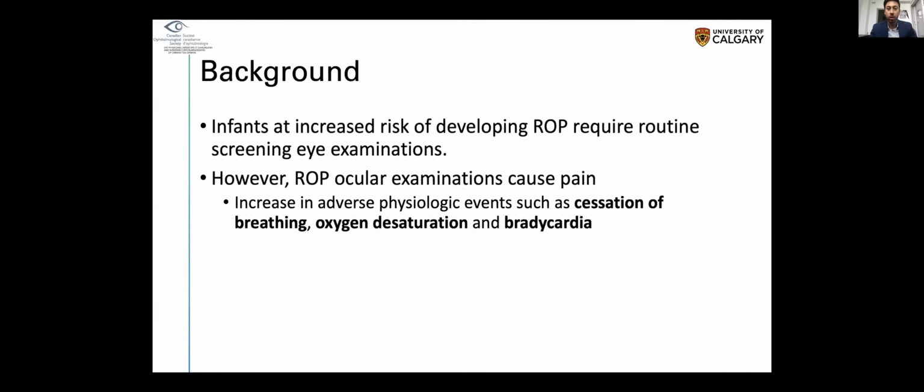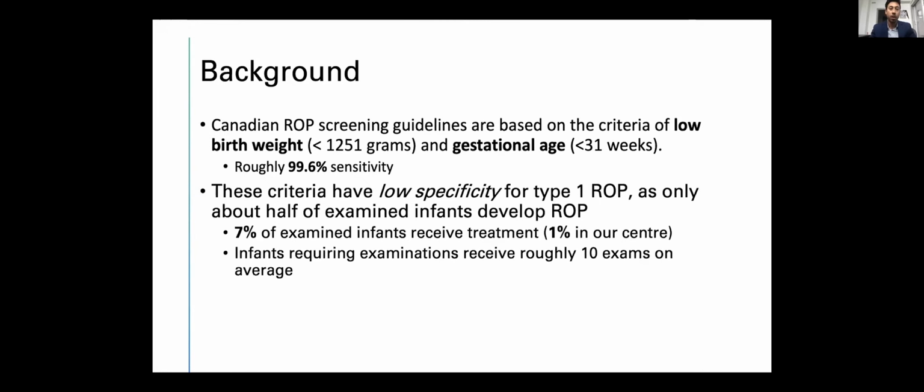Infants at increased risk of developing ROP require screening eye examinations. However, ROP ocular examinations cause pain and an increase in adverse physiologic events such as cessation of breathing, oxygen desaturations, and bradycardias. Our ROP screening guidelines are based on the criteria of low birth weight and gestational age, with roughly a 99.6% sensitivity. These criteria, however, have low specificity for type 1 ROP, that is ROP that requires treatment, as only half of examined infants develop ROP, and only 7% of examined infants receive treatment.